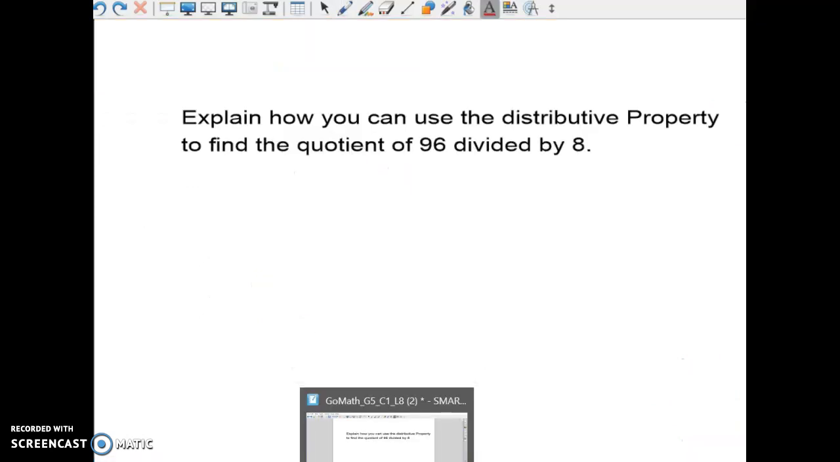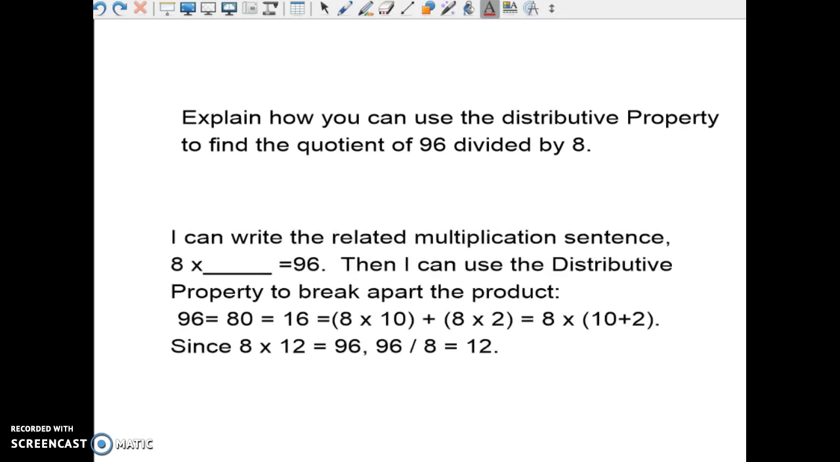This is the explain at the bottom of page 36. The question is, how can you use the distributive property to find the quotient of 96 divided by 8? Okay, so you're looking at your distributive property. I can write the related multiplication sentence, 8 times blank equals 96. Then I can use the distributive property to break apart the product.